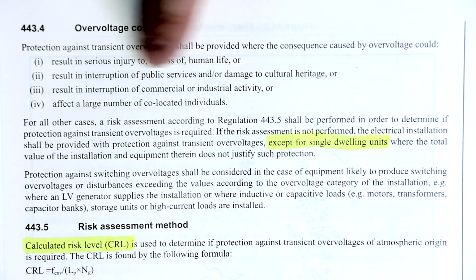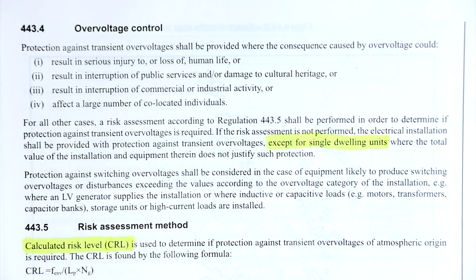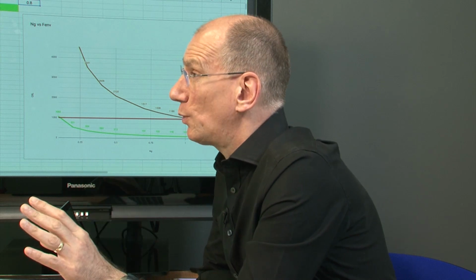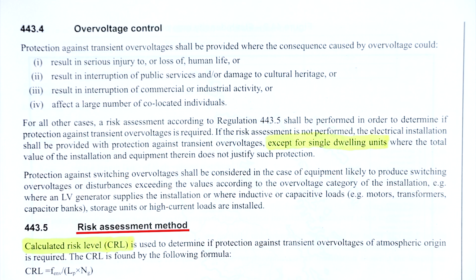Dave, I just want to point out at the top here that there are 4 scenarios where you do need SPDs for protection against transient overvoltages. For all other cases, you would probably just install SPDs, or you've got the option of doing this calculated risk assessment, which is what we're talking about, the formula. But domestic dwellings are exempt from this, and that's because the total value of the goods and value of the equipment and the installation is probably not worth it. But I think we're going to see some movement on that.